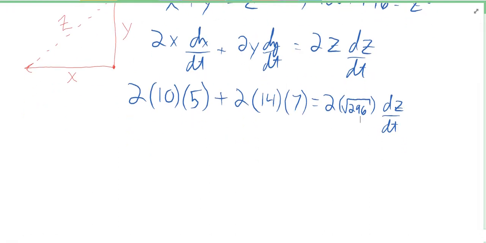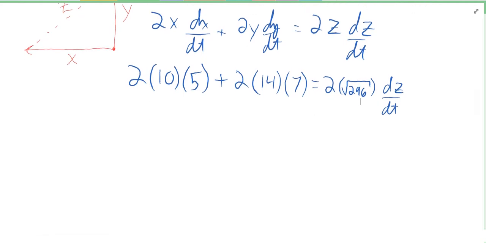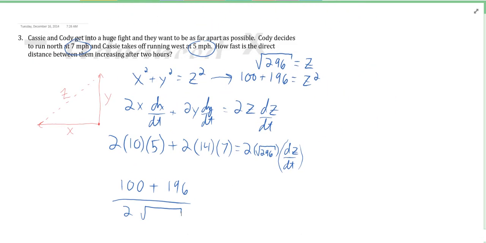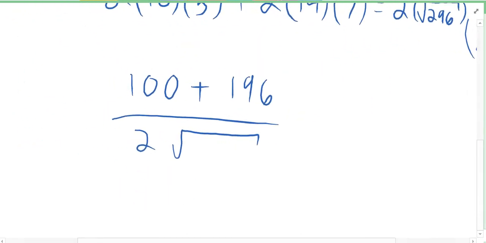Is everybody okay with that? Any questions? Again, we had to go and find the missing variable. We all right? Okay. And now the only thing that's left to find, the only thing we don't know in this equation, which we're not supposed to know, is dz dt. So just solve for it. On this side, we're going to have 100 plus, on this side, 14 times 14, which is 196. And then we're going to divide that by 2 square root of 296. And that's what dz dt is going to be.